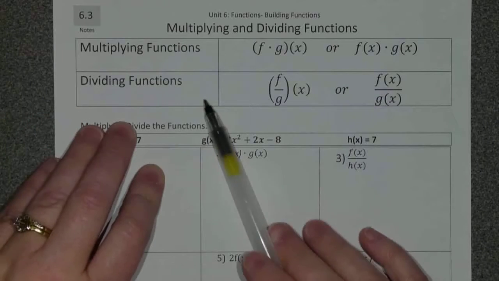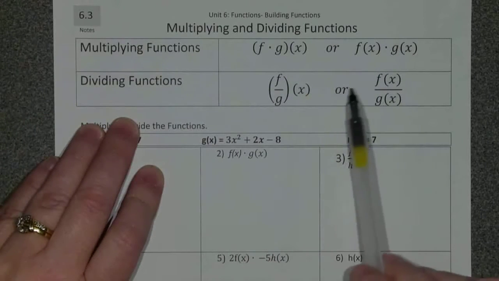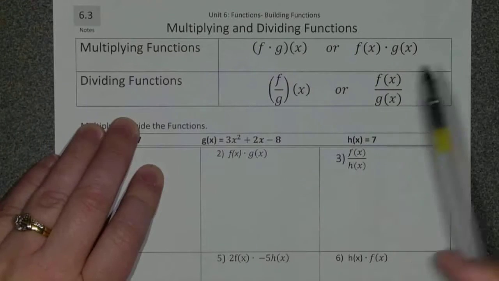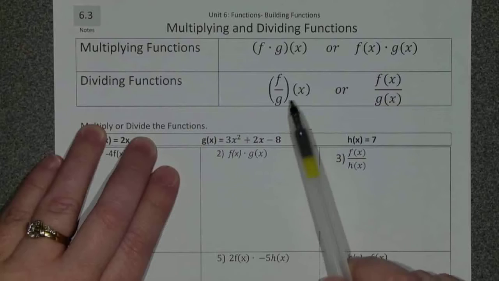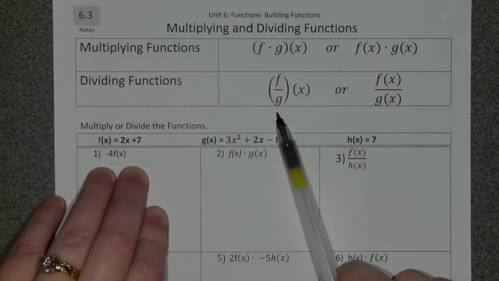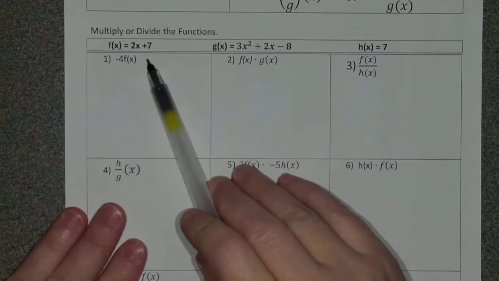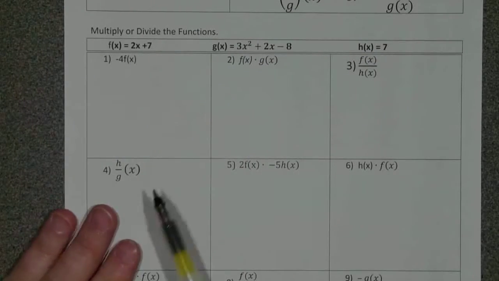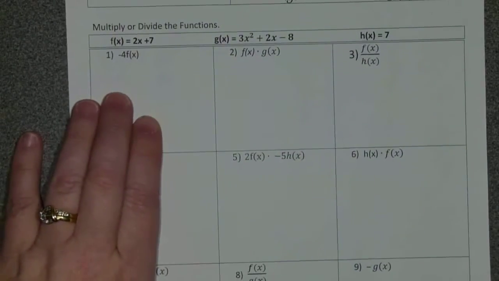Then the same thing on dividing functions. It can be f divided by g of x, or f of x divided by g of x. But it still just means the same thing. Take the f function, put it on top of the fraction. Take the g function and put it on the bottom of the fraction, okay? So what I've done here is I've given you an f, a g, and an h function here. And we're just going to do what it asks us to do.